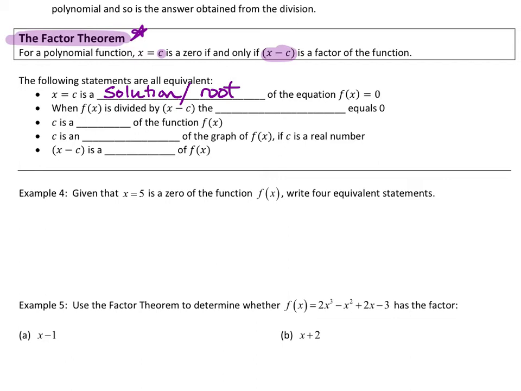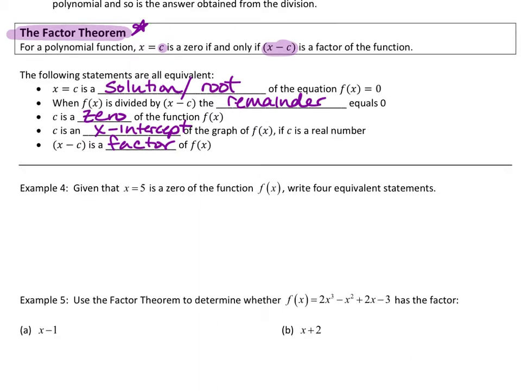When f of x is divided by x minus c, the remainder equals 0, which means x minus c is a factor, which then means that c is a 0 of the function and that c is an x-intercept of the graph of f of x, given that c is a real number, like not an imaginary one, and also that x minus c is a factor of f of x. All 5 of those statements are equivalent, so it allows us to relate graphs to equations, to zeros, to remainders, to all of this stuff together.